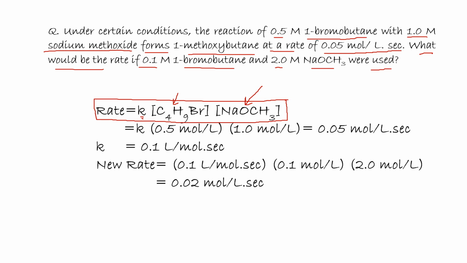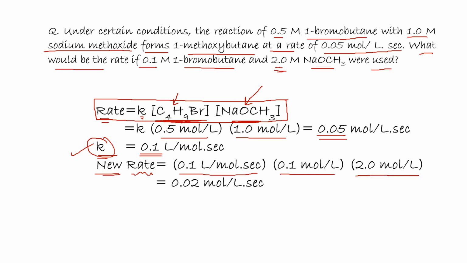We have been given the rate, the concentration of the substrate, and the concentration of the nucleophile. So we can get the rate constant. Here is the rate, the concentration of bromobutane, the concentration of methoxide, so we can get K. Now that we have K, apply the new rate. Here is K, the concentration of the bromobutane, the new concentration of the methoxide. It's just a very easy, direct application in the rate equation. And the new rate will be 0.02 mole per liter second.